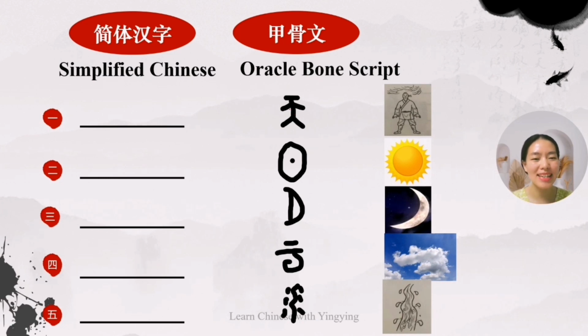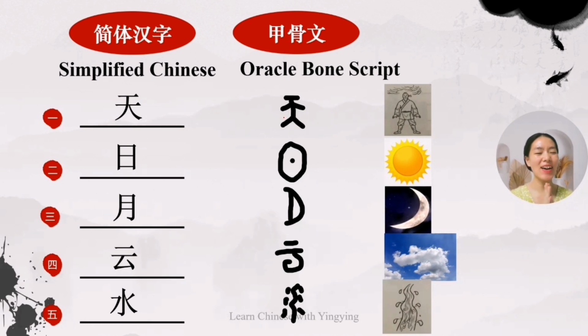So the first one is 天. The second one is 日. The third one is 月. The fourth one is 云. The last one is 水. So how many do you get right? Please leave them in the comments below.